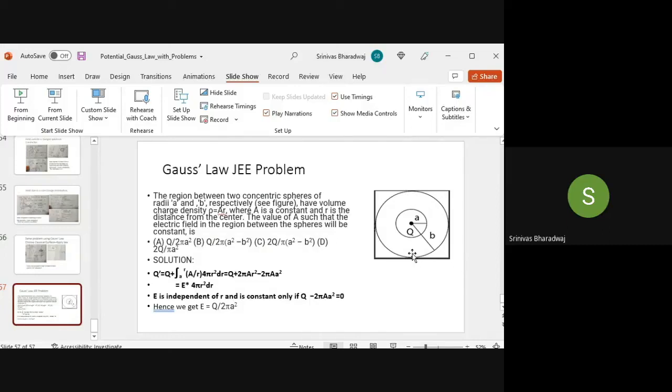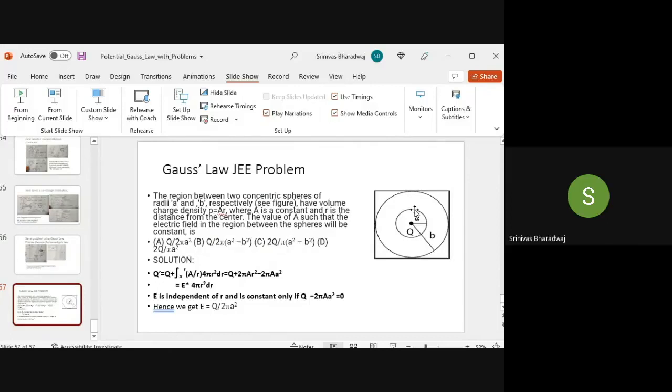So that volume charge density is proportional to the radius, a constant times the radius. So now he's asking, what is the value of A such that the electric field in the region between the spheres will be constant? So between here and here, when will the electric field be constant? You pick a Gaussian surface somewhere in between and look at that electric field. Now, for that spherical Gaussian surface, somewhere between A and B, what is the enclosed charge?